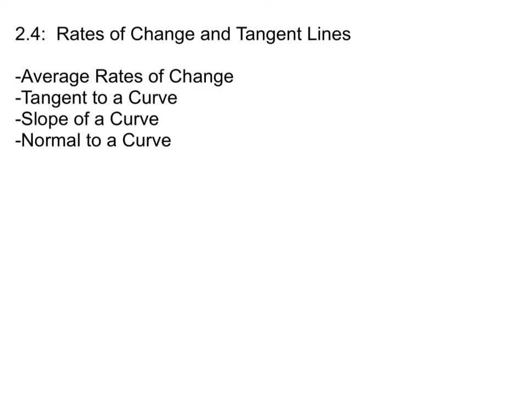Hi, today we're going to be talking about section 4 from chapter 2, which is titled Rates of Change and Tangent Lines. We're going to be talking about average rates of change, tangent lines to a curve, slopes at a curve, and normal slopes to a curve. So it's actually mostly stuff we've already done. We're just putting more specific names on things.